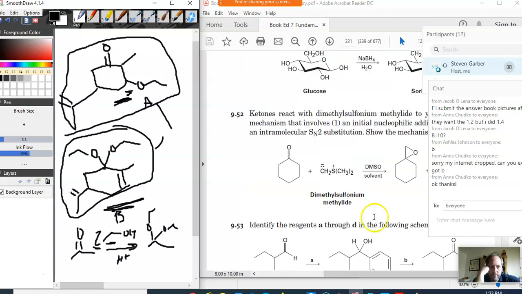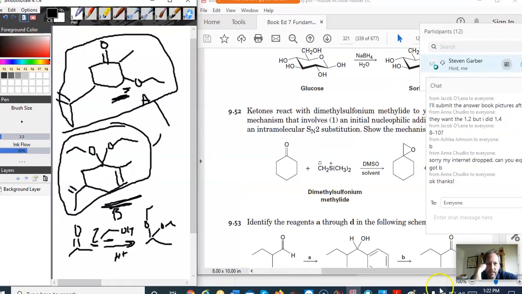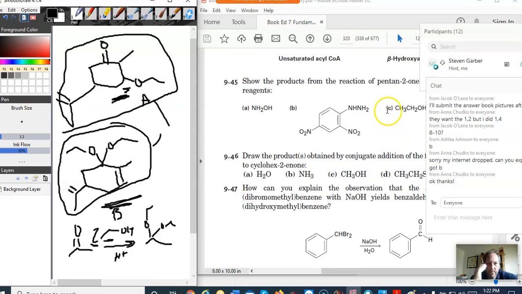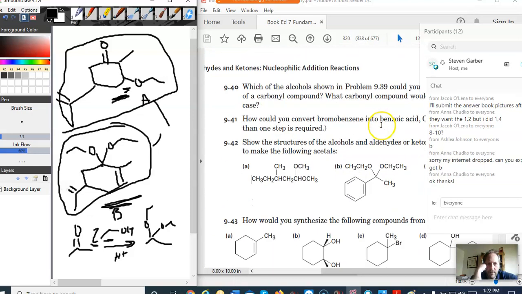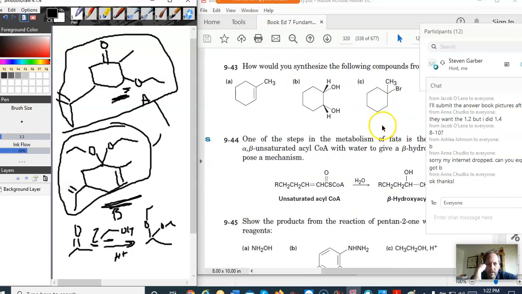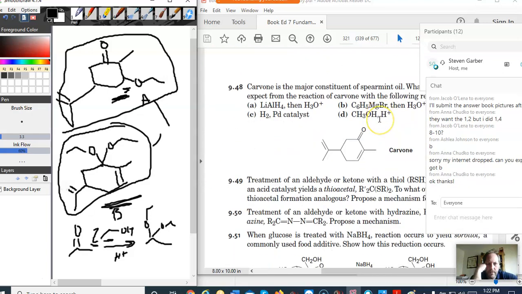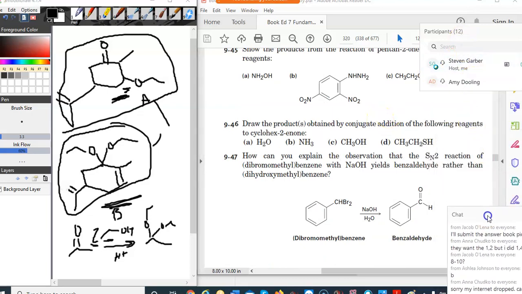All right, we have 20, we have 22. Let's do one more. There's a mechanism up here that I kind of like. There it is. Question 47. How can you explain the observation that the SN2 reaction of dibromomethylbenzene, which is this compound, with sodium hydroxide yields benzaldehyde rather than dihydroxymethylbenzene? So basically, show me a mechanism how you can take hydroxide.